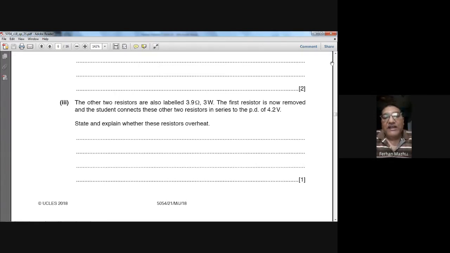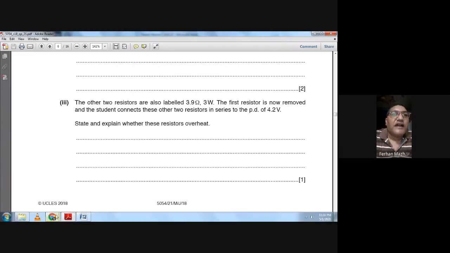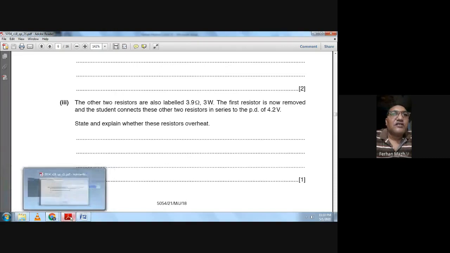So the power provided is less than the power rating of the resistor, which was 3 watt. So that's why now the resistors will not blow or overheat. I hope it is clear to you. Let's move to the next question.